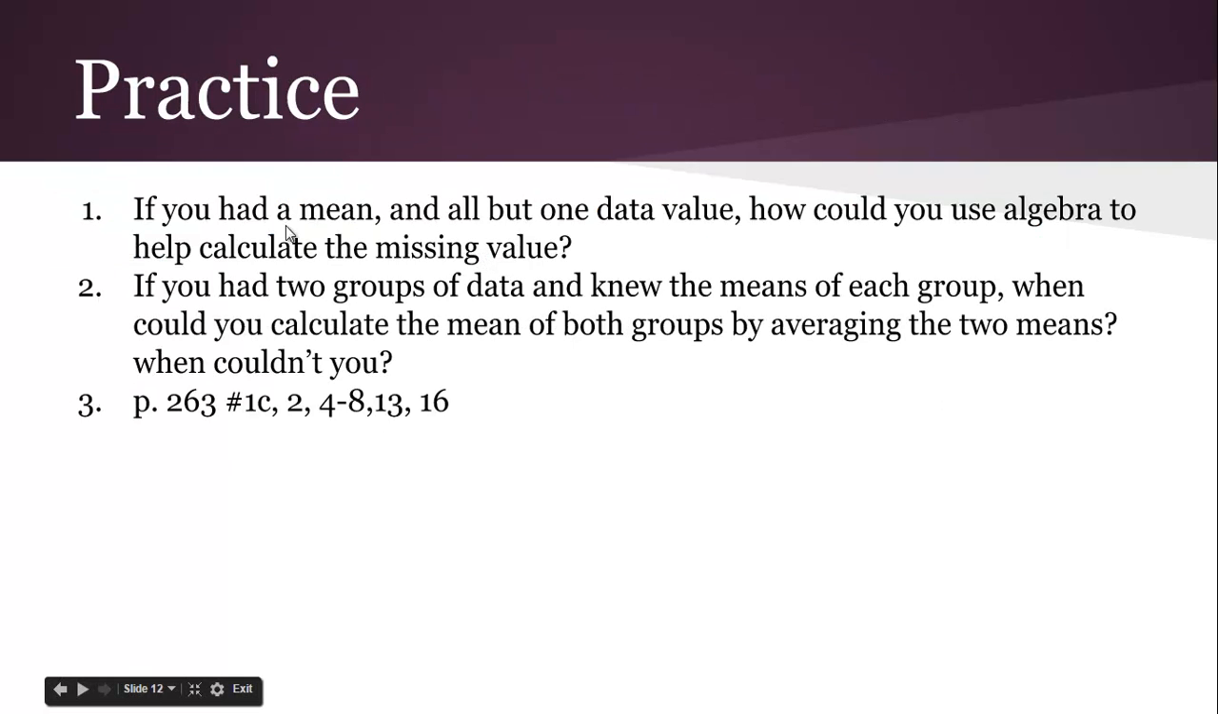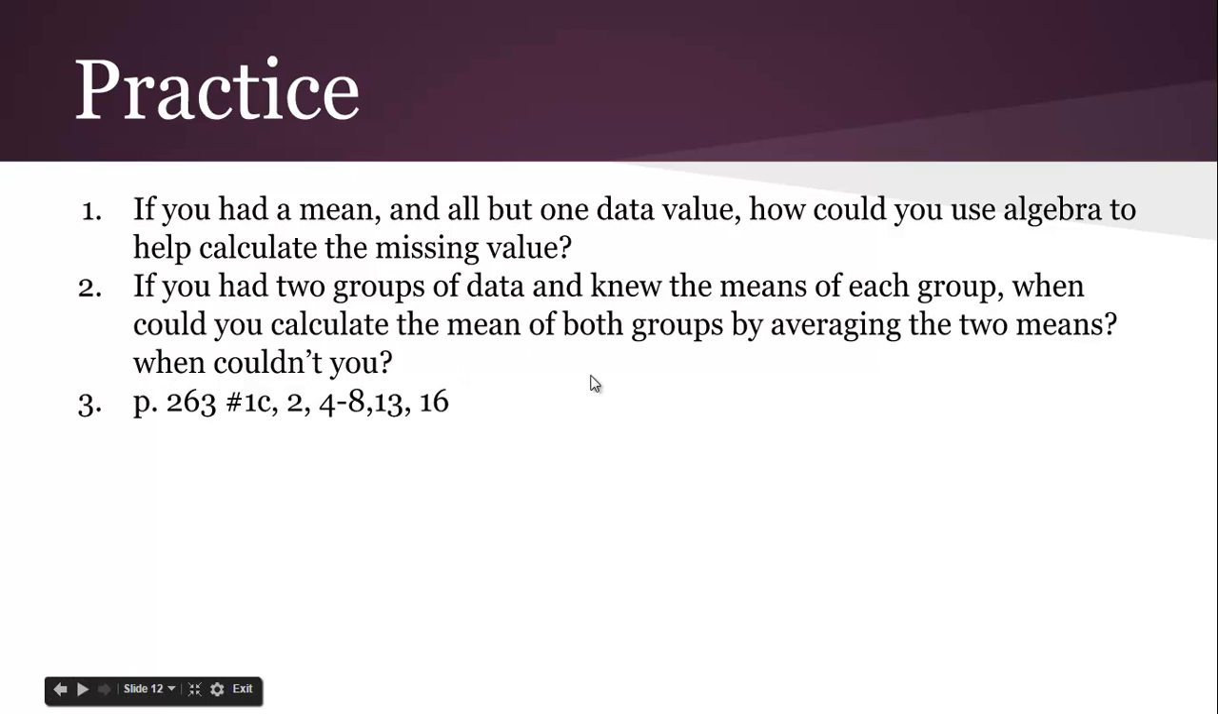Okay. Just a couple of reflection questions, knowing that you can use algebra to find a missing value if you have the mean. If you had 2 groups of data and knew the means of each group, when could you calculate the mean of the groups by averaging the means? When couldn't you? It's kind of a confusing question, but all I'm saying here is if you had 2 groups, like say 2 classes, the average of one class was 70, the average of one class is 80, does that mean that the average of both classes is 75? What has to be true for that to be true?